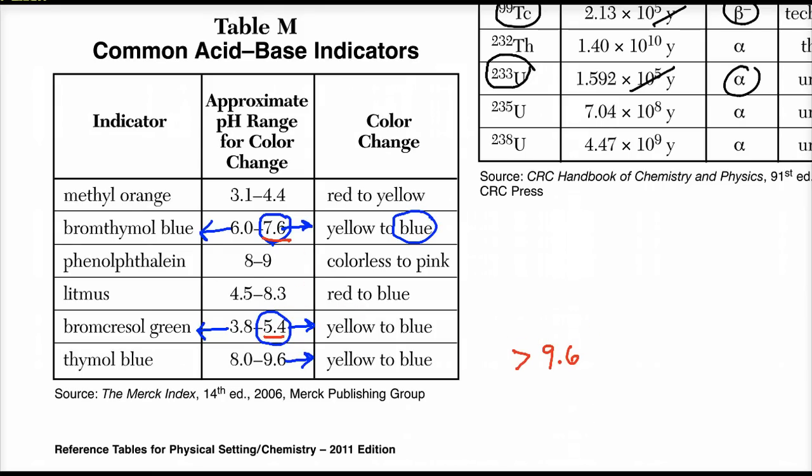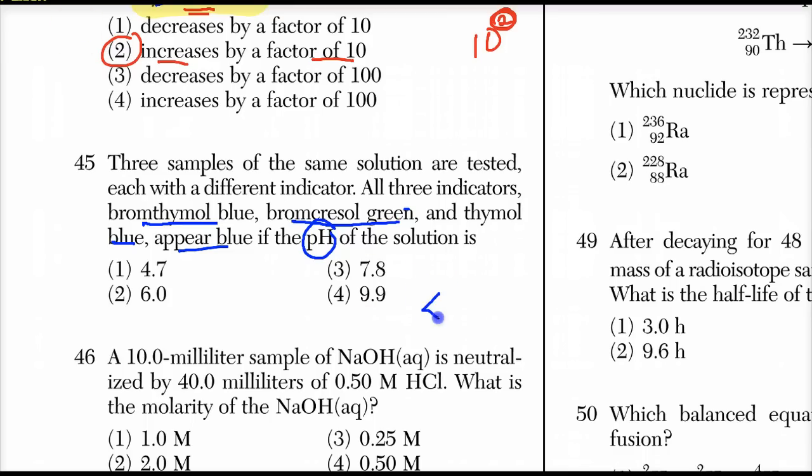Now, if you notice, for litmus to be red, not part of the question, you have to be 4.5 or less. Thymol blue yellow would be 8.0 or less, and of course the in-between colors are the ones in between. Yellow and blue would be green. Just some fun aside. So the only one greater than 9.6 that would trigger all of them to be blue would be choice 4. You can't do it with 5.4 because that wouldn't trigger all of them. So choice 4 is the answer.